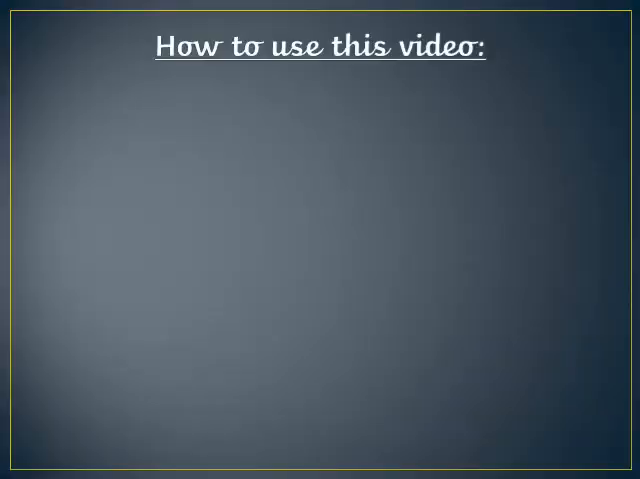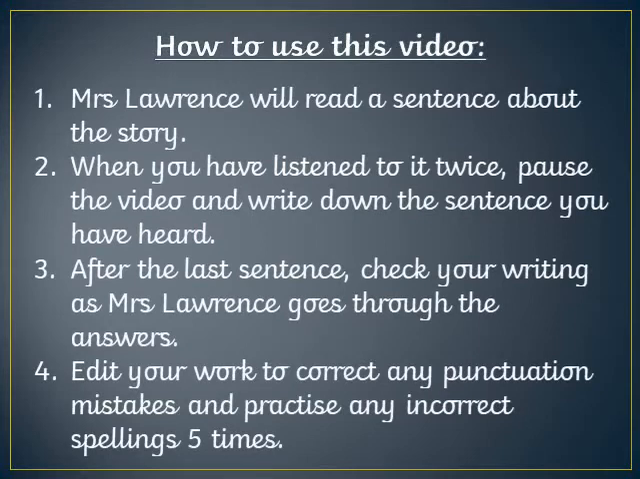So this is how it's going to work. I'm going to start by reading a sentence about the story. I'm going to read it twice and I will say it quite slowly. I would like you to pause the video when you're happy with what you've heard, and have a go at writing down the sentence that I have just read out, including all the punctuation and correct spellings. Then after the last sentence, I will go through the answers with you, and I'd like you to self-assess your sentences. If you've got a green and orange crayon, that would be great. Don't worry if not though. And then at the end, I would like you to edit any punctuation mistakes or practice any incorrect spellings 5 times.